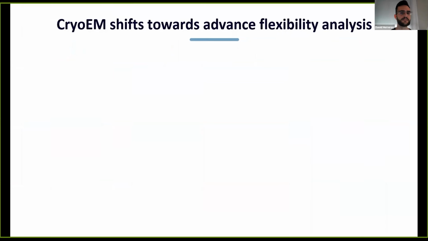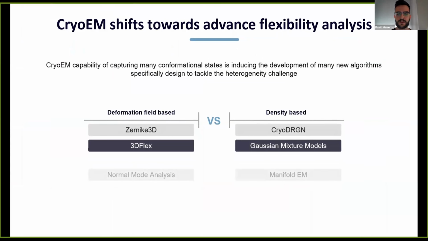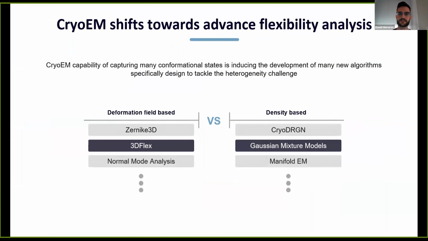And I would say that now we are shifting towards not doing just classical 3D classification, but going into advanced flexibility analysis. And for that, there are many different programs coming out right now. It's a very hot topic. These programs can be divided into two different approaches. I will not comment a lot about these two approaches, just saying that, of course, as any other program, some approaches have strengths, have weaknesses. And some of the main representatives from this new advanced flexibility analysis could be CryoDRGN, 3D Flex, normal modes, Gaussian mixtures, and of course, many other programs that are coming out.